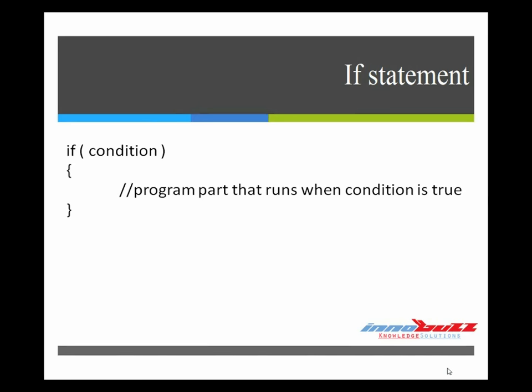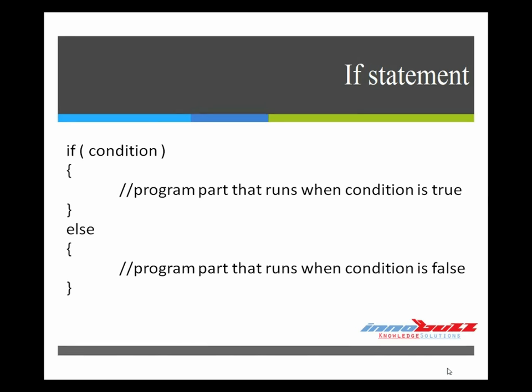If we want to tell our program what to do when the condition is false, we can add an else statement after the closing bracket of the if statement. After the else, we can place a program part that will be executed in case the if condition was false.